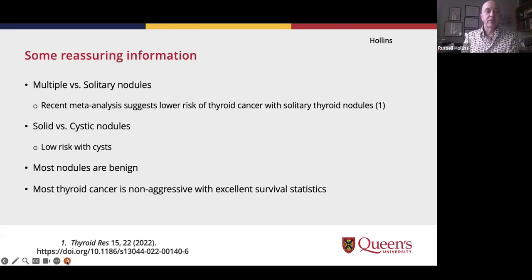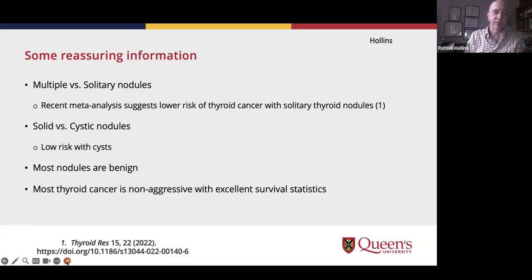So a little bit of reassuring information. Most of the literature agrees, although it's always a little hard with these kinds of big studies, that if you've got more than one nodule, the risk of malignancy is generally lower. So solitary solid nodules carry a somewhat higher risk of malignancy, although still a fairly small risk. Solid nodules have a higher risk of malignancy than cystic nodules. And in fact, most of us believe that basically cysts are never cancer.